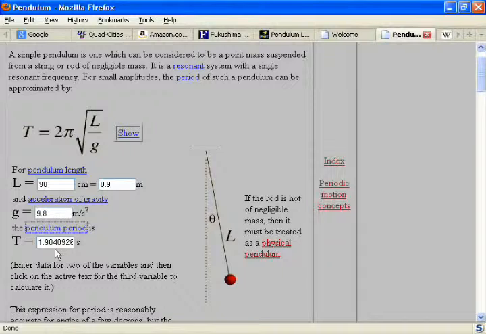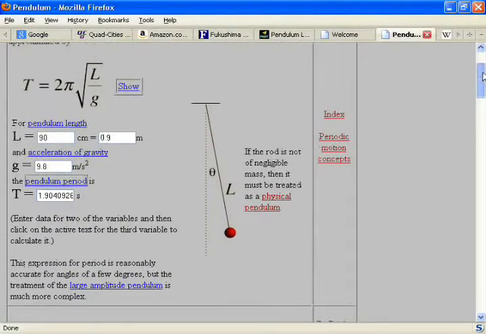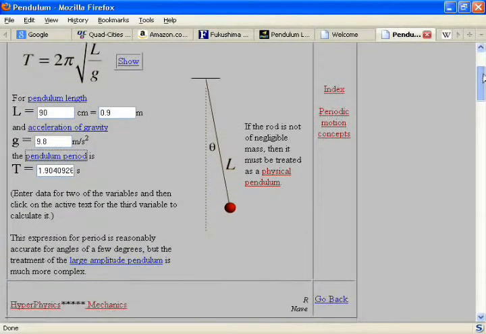It would be 1.90 seconds, very close to 2 seconds. And this is the Earth now. Remember, we're getting almost perfect Earth time. Okay, but like I told you, we don't really have an ideal pendulum here, a simple pendulum.